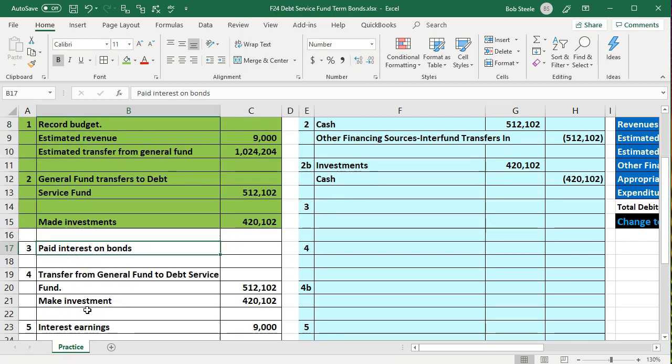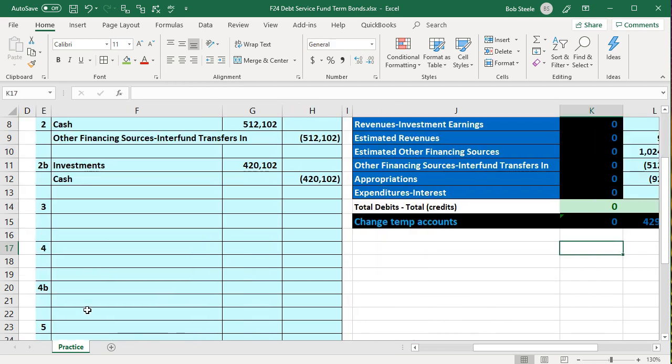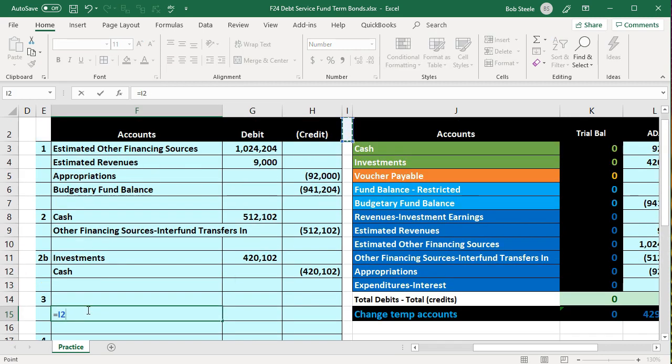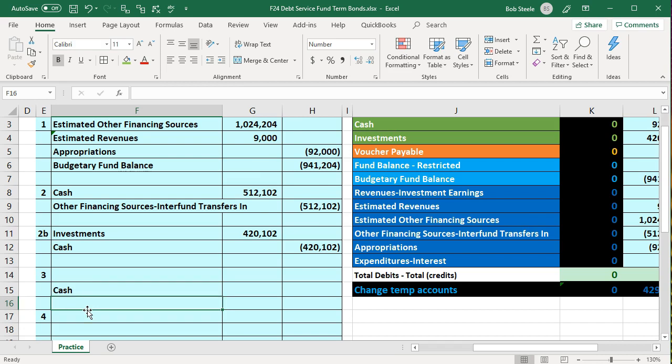Number 3 says we're going to pay the interest on the bonds. So now we're going to pay the interest on the bonds. We're going to pay them with cash. So we know that cash is going to be going down. That's fairly straightforward. Nothing too unusual there. The top of the item is going to be an expense, and we're going to record it to the interest expense because we're paying off the bonds, and that'll be the interest on the bonds.